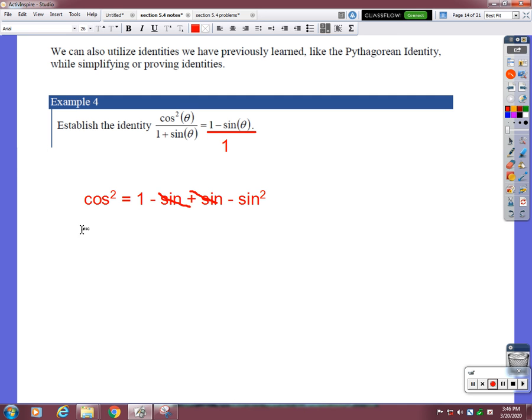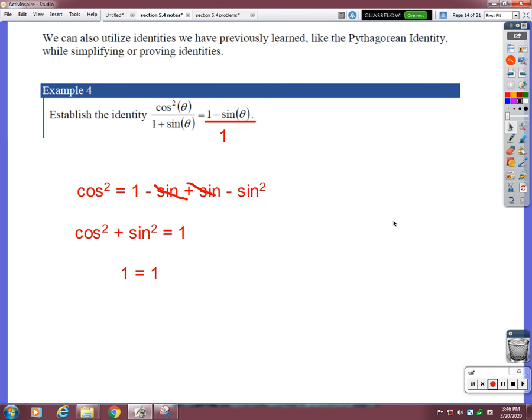Okay? Alright, so like I said, the negative sine and the positive sine cancel each other out. And then this would be cosine squared. If I add sine squared to this side here, then I get cosine squared plus sine squared equals 1. But we already know from our Pythagorean identity that cosine squared plus sine squared is 1. So I'm left with 1 equals 1, which is true. So that's us using the Pythagorean identity to come up with a different dealio.